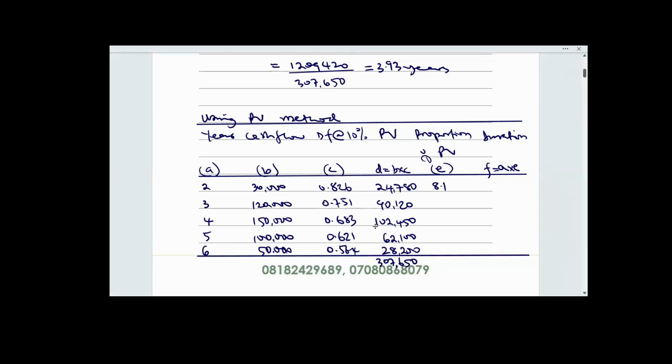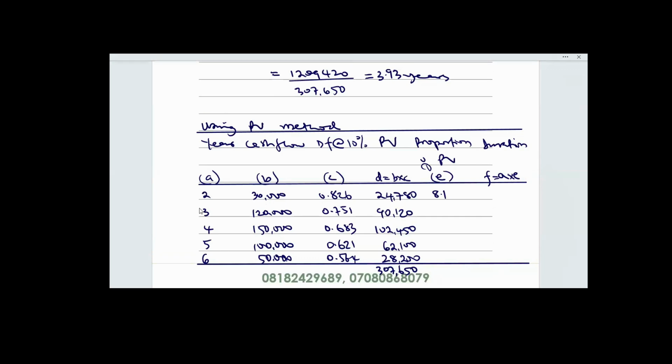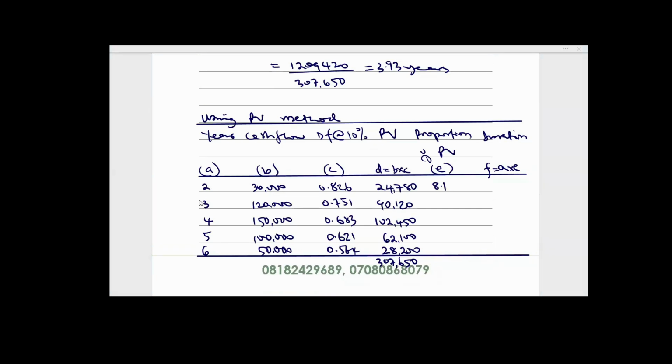Then you do for the second year: 90,120 divided by 307,650, multiply by 100. That's 29.3. Do the same thing for the fourth year: 102,450 divided by 307,650 equal 33.3.